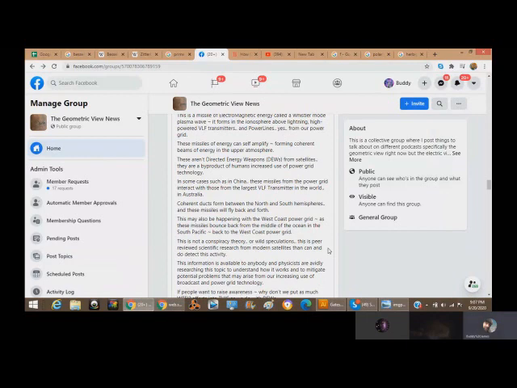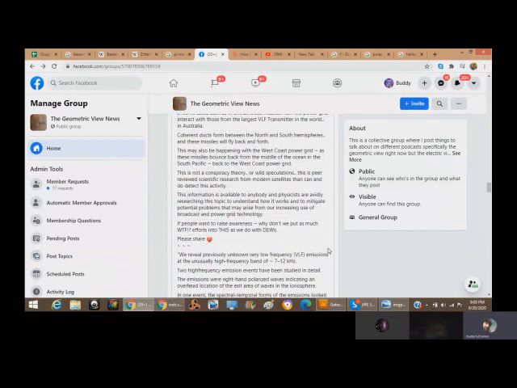This is not a conspiracy theory or wild speculation. This is peer-reviewed science research from modern satellites that can and do detect this activity. This information is available to anybody, and physicists are avidly researching this topic to understand how it works and to mitigate potential problems that may arise from our increasing use of broadcast and power grid technology. People want to raise awareness. Why don't we put as much effort into this as we do directed energy weapons?